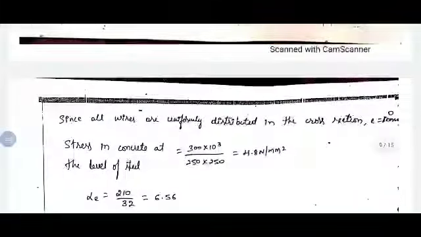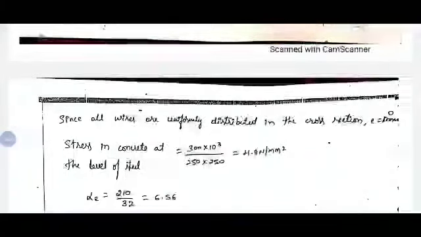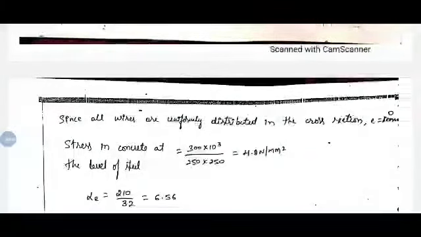Since all wires are uniformly distributed in the cross section, eccentricity will be 0. If you take the square, you have 60 wires. So you need to distribute them on all 4 sides, since it is uniformly distributed in the cross section. That means the centroid of the distributed wires will coincide with the centroid of the cross section of the beam, or pile, concrete pile.